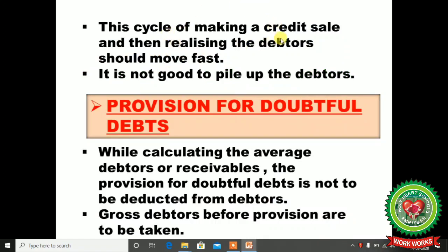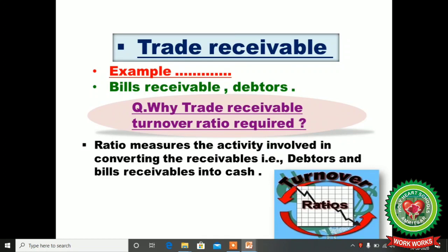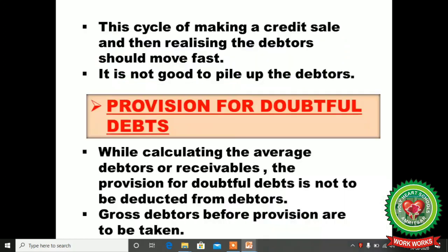This cycle of making credit sales and then realizing the money from the debtor should move fast. It is not good to pile up the debtors. It is good for you to collect the money from the debtors within a shorter period of time, like within 1 month, within 2 months, or even within 15 days.